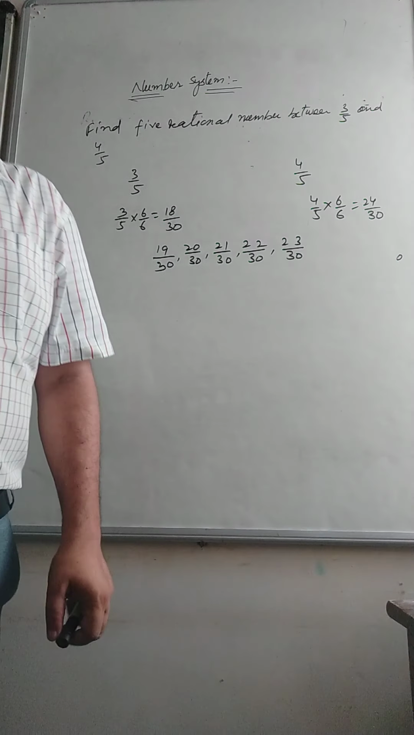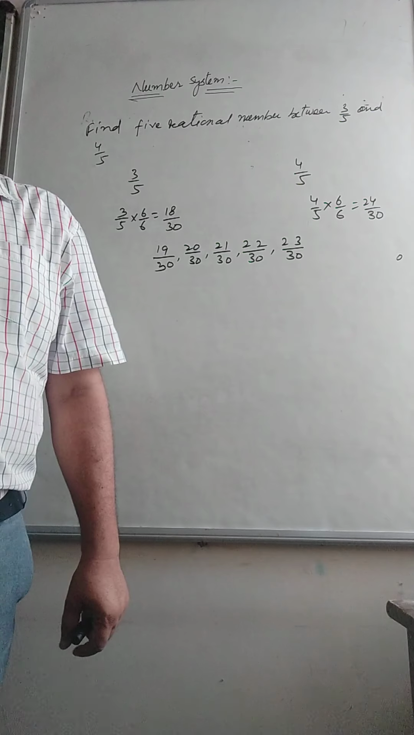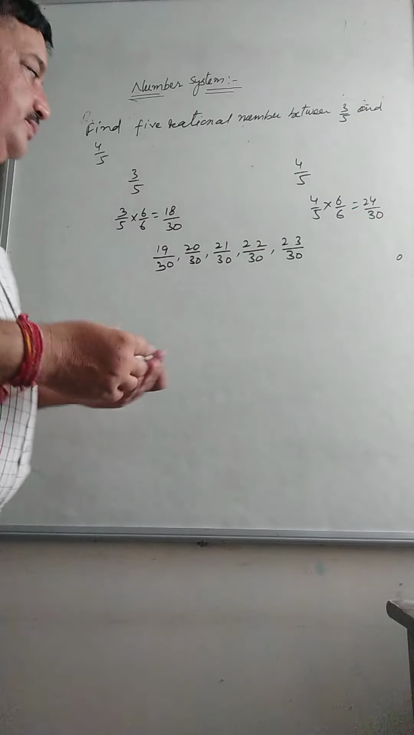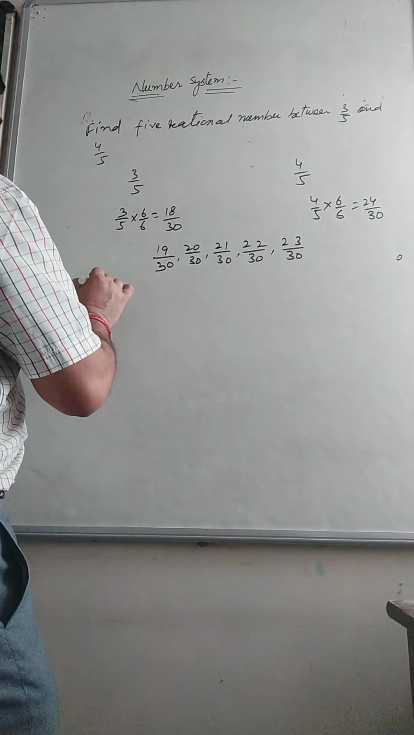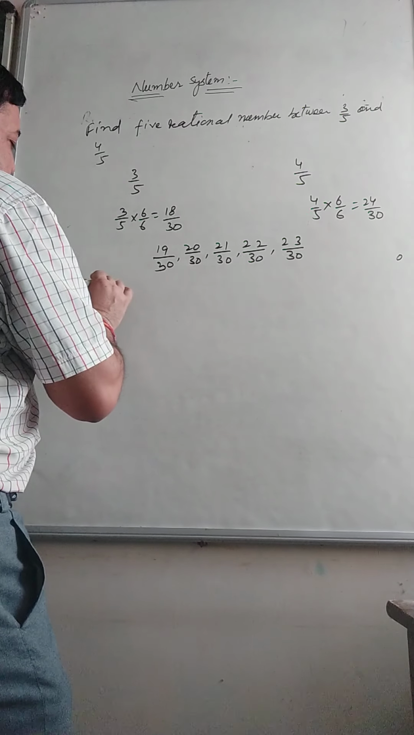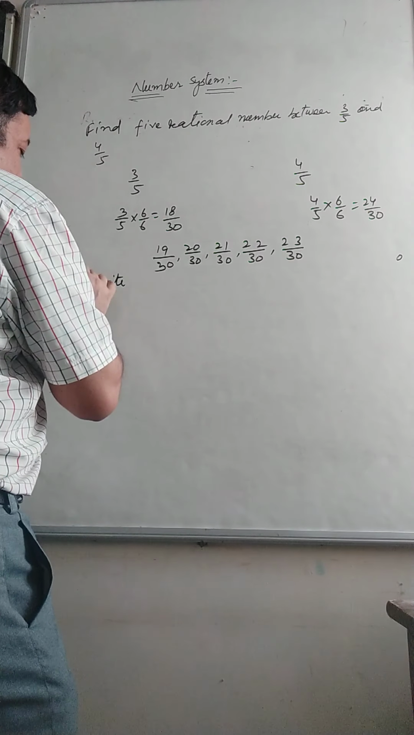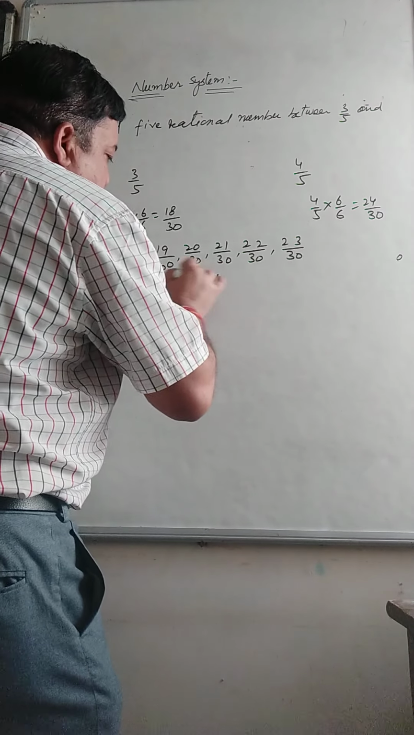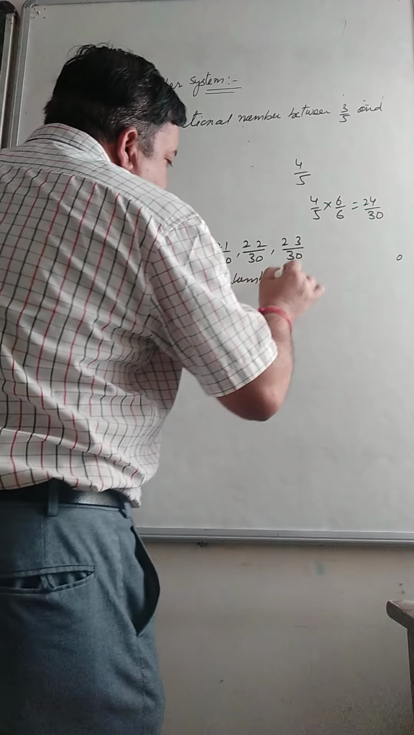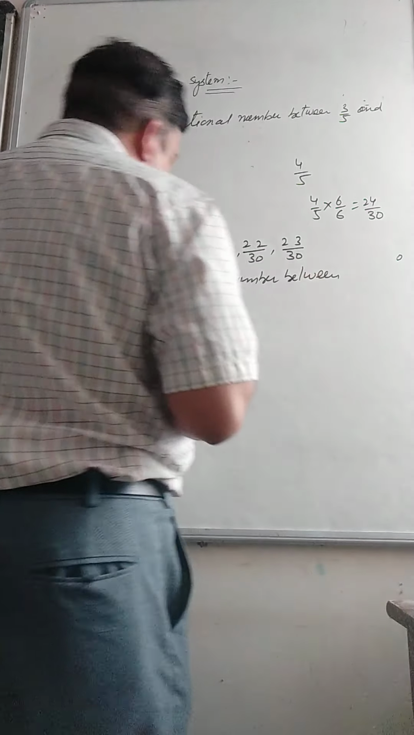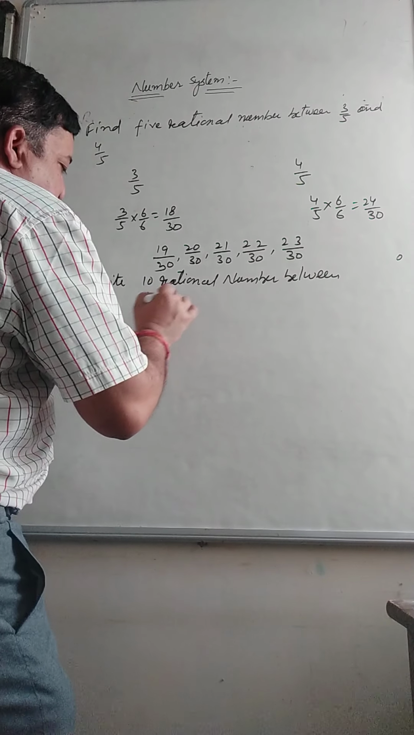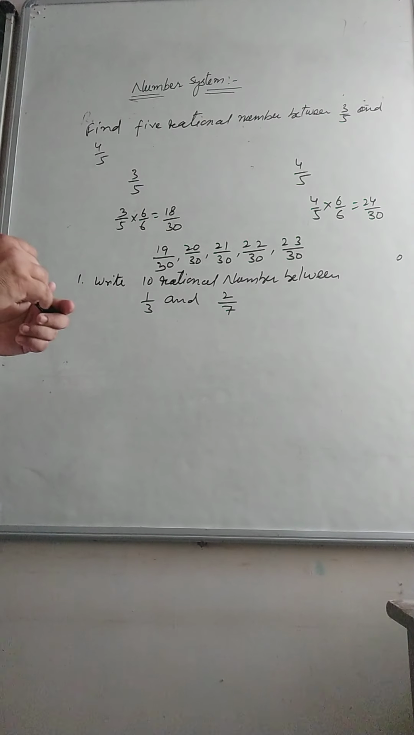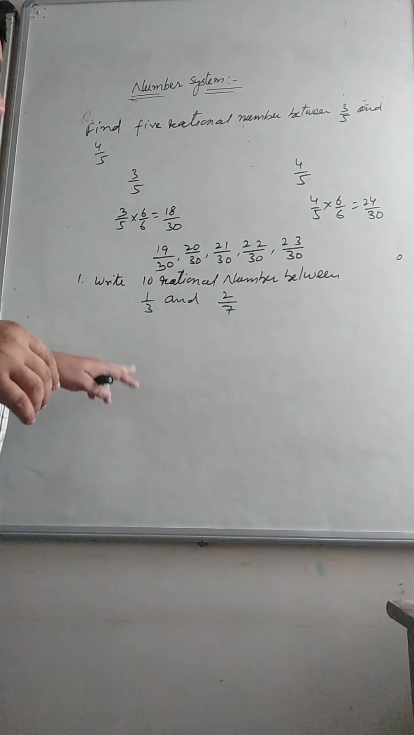If the rational numbers do not have the same denominator, then suppose you are asked to write 10 rational numbers between 1 upon 3 and 2 upon 7.